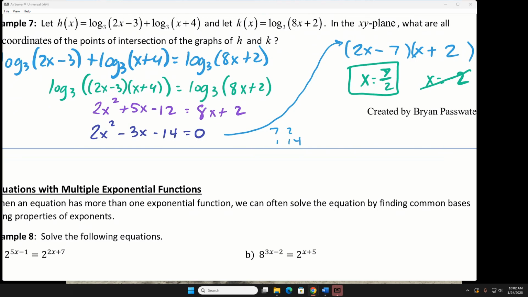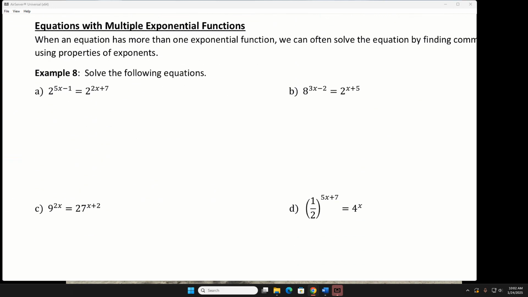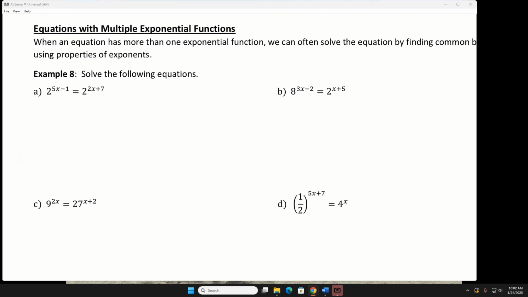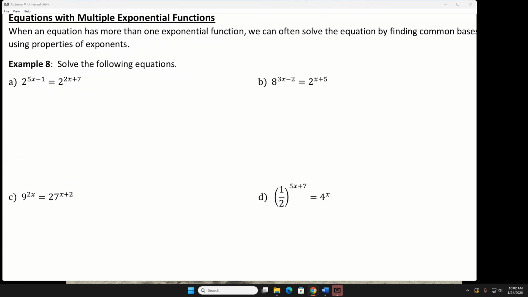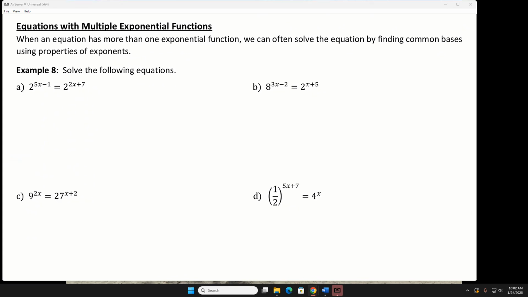Now, I know that's a lot in one day to learn, but there's more. We still have a whole nother type of equation to solve. But you got this. This one, I think you're going to be fine. I feel like we kind of practiced this recently.